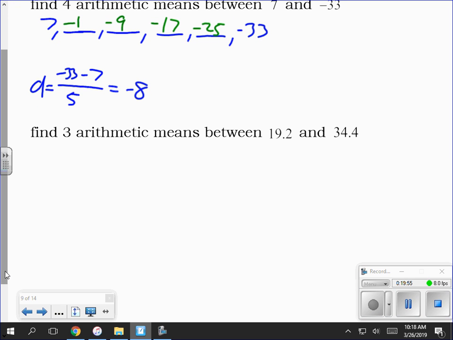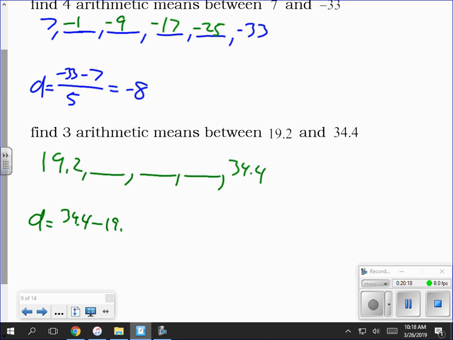This one's a little more complicated, just because the numbers are a little more complicated, but it's really not that difficult. So I want to find 3 between 19.2 and 34.4. 19.2, blank, blank, blank, 34.4. To find D equals 34.4 minus 19.2 divided by 4, and you get 3.8. So that's my D, 3.8.